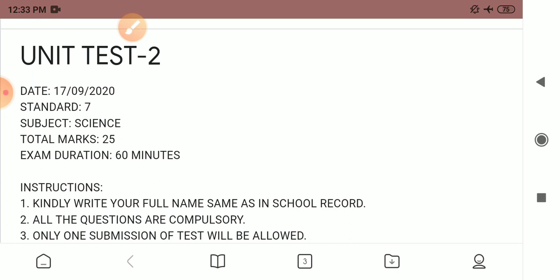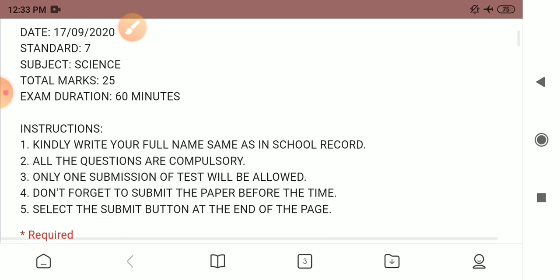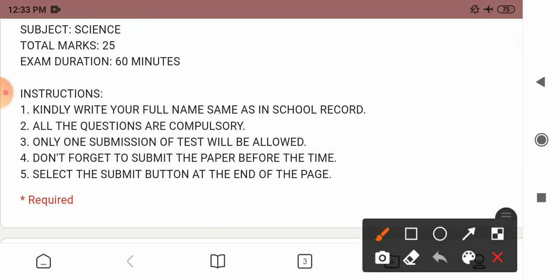So before going on the solution, here some instructions are given to you. You have to remember all these instructions while giving the exams. In that first one is, you have to write your full name in the name row. The next one is, all the questions are compulsory, so you have to attend all the questions. Next is, only one submission of test will be allowed. If you submitted the test twice, then the marks of the first test will be considered only.